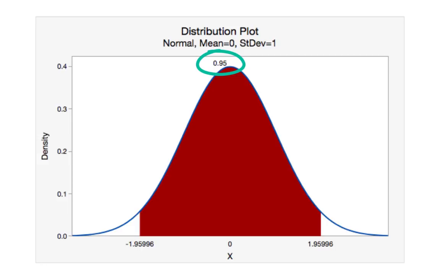Here's a distribution plot that I made using Minitab Express that separates the middle 95% from the outer 5%. Here we can see that the actual z-scores are negative and positive 1.95996. The empirical rule rounds this to plus and minus 2.